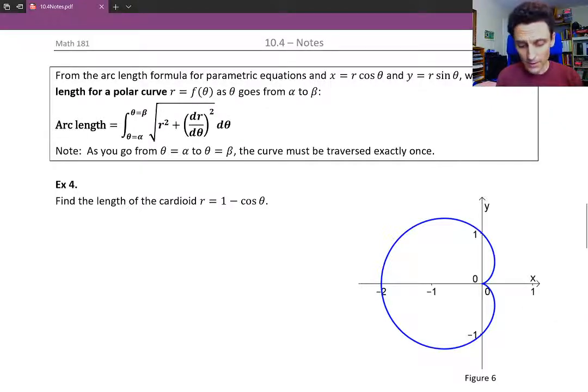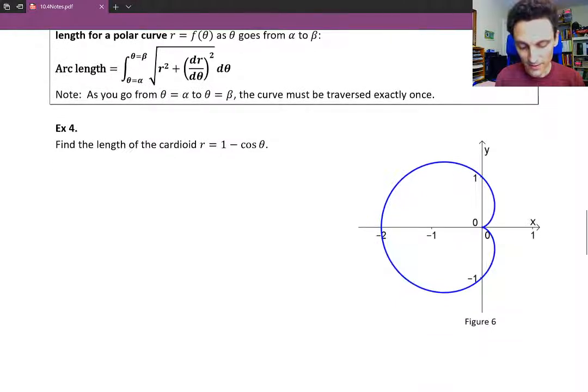But for now, you can just take this as the formula for finding the length of a polar curve from theta equals alpha to theta equals beta. Note, as usual, that as you go from theta equals alpha to theta equals beta, the curve must be traversed exactly once, otherwise you're going to be double counting or triple counting the length of the curve.